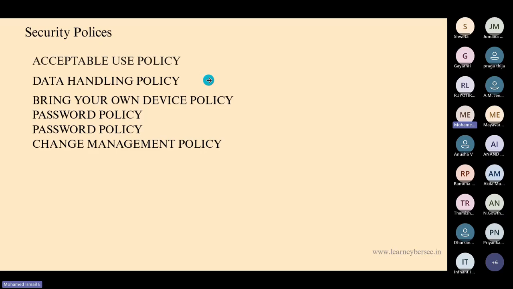So next, we'll move on to policy. The first policy is acceptable use policy. For example, an employee joined an organization. Now the employee is given a mobile phone, and the company provides the mobile phone with the acceptable use policy. The policy states that the user shouldn't install any social media platform on their company-issued mobile device.